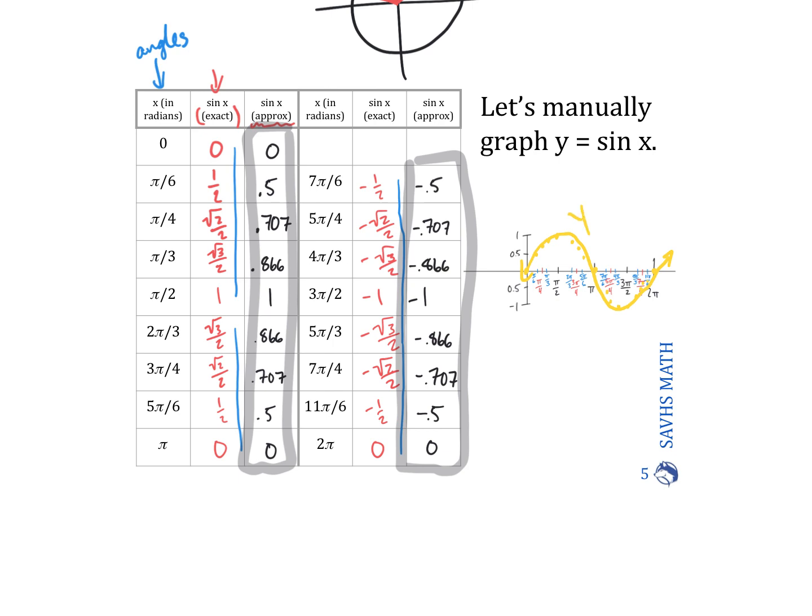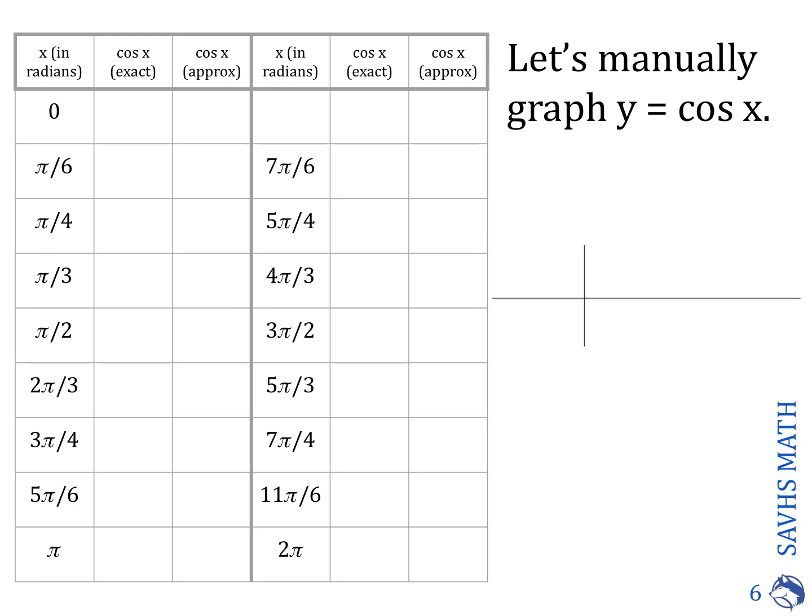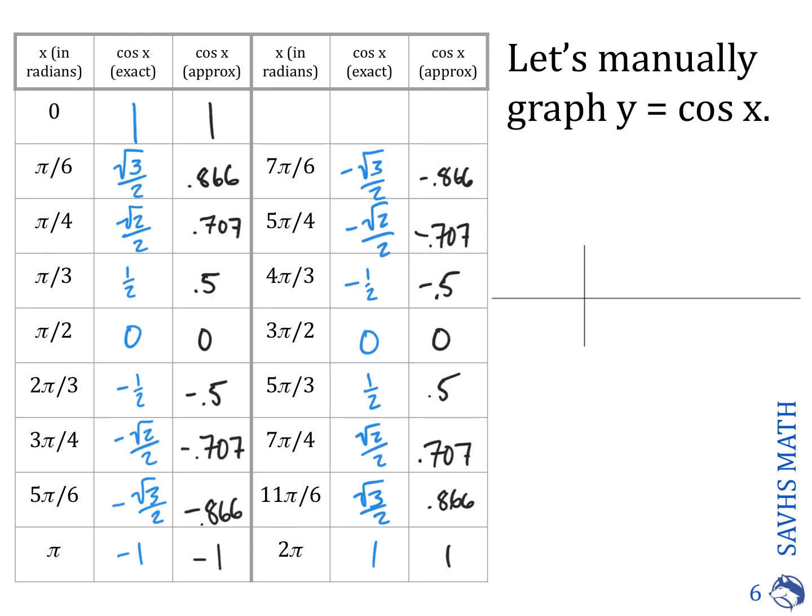This is the graph of y equals sine of x. So the inputs are the angles, the outputs are the values of the sine function. I was going to do this whole same thing with the cosine function, but I think you get it. And so I'm going to put the answers on here and then quickly sketch it, and then I'm going to move on.